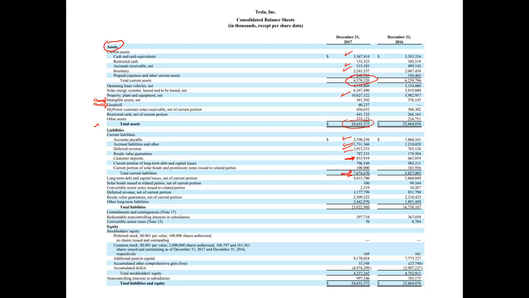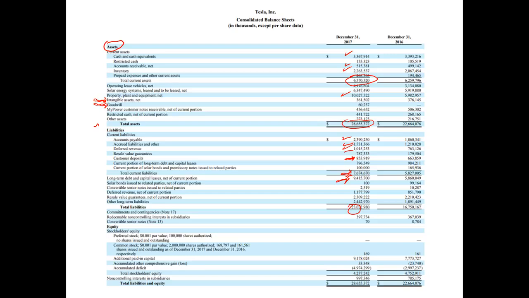Long-term liabilities, you can see that they have 23 billion of long-term liabilities, mostly in the form of long-term debt or long-term deferred revenue. So 9 billion in long-term debt, for example. We're not going to go over each one of these accounts in this presentation.